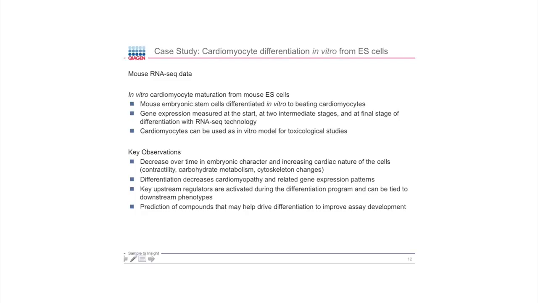It's a model for toxicology. It's interesting biology to study. And the key things you're going to see is that we see a decrease over time in the embryonic character. The cells are less embryonic and more cardiac in nature, like contractility and other functions around becoming cardiomyocytes. The differentiation decreases the cardiomyopathy or other heart-related diseases. You see key upstream regulators are activated that can be tied down to what's happening downstream.